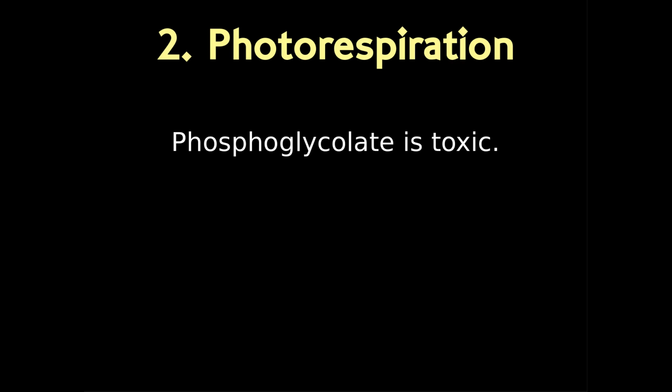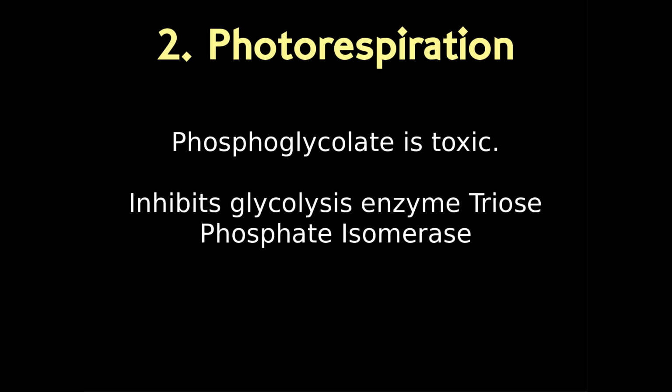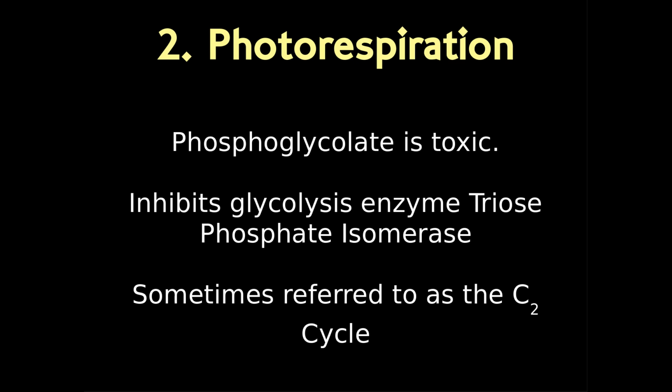Number one, the phosphoglycolate itself is toxic. This, if it builds up too much, could kill the chloroplast. It's also going to inhibit glycolysis, specifically at the enzyme triose phosphate isomerase. This is also not good. You want to be able to use glycolysis. That's fundamental. And because of how this works, because you get the phosphoglycolate, which is a 2-carbon molecule, sometimes this is referred to as a C2 cycle.